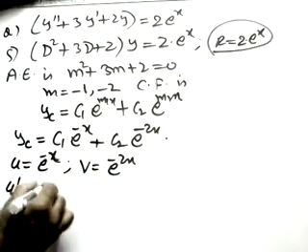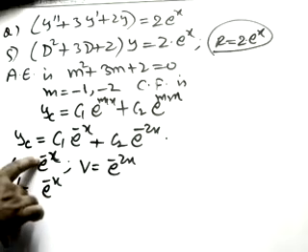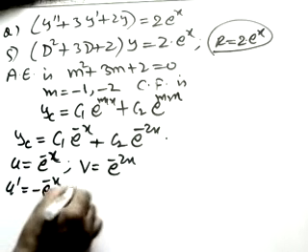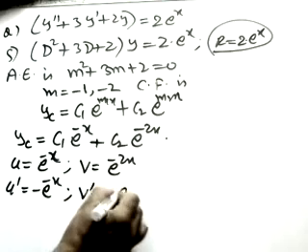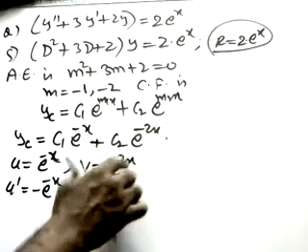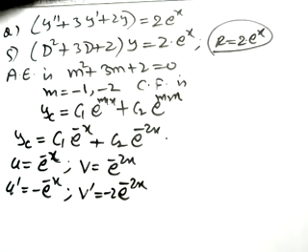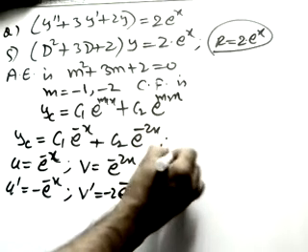Now differentiate this. u will become u dash: d by dx of e power x is e power x, but the minus x differentiation will be minus 1, so you write minus here. In the same way, v dash equals e power minus 2x, because d by dx of e power x is e power x, but minus 2x differentiation is minus 2.